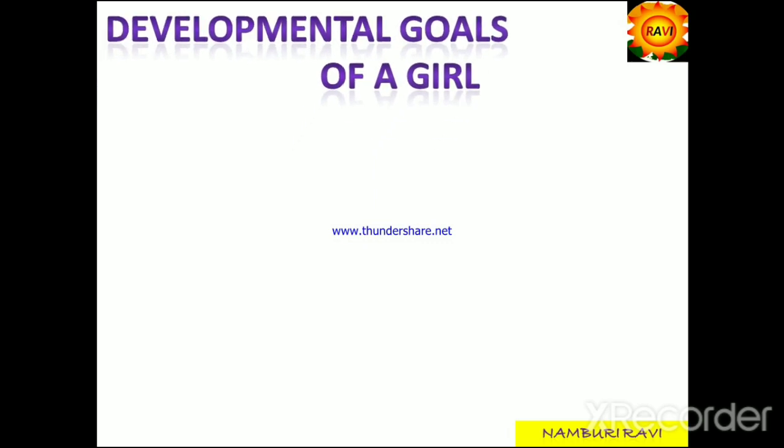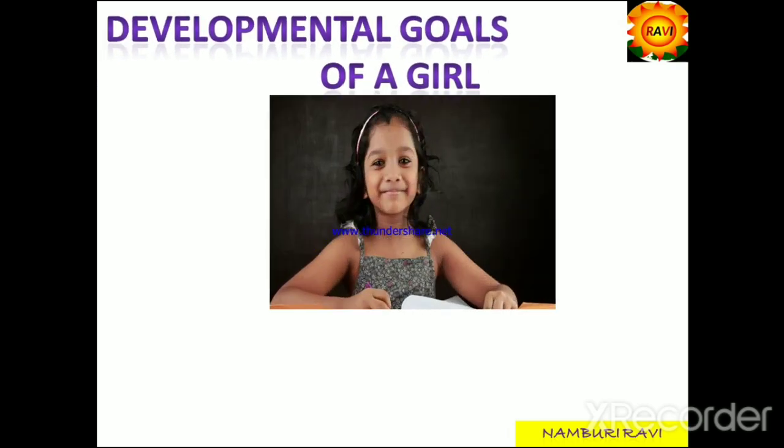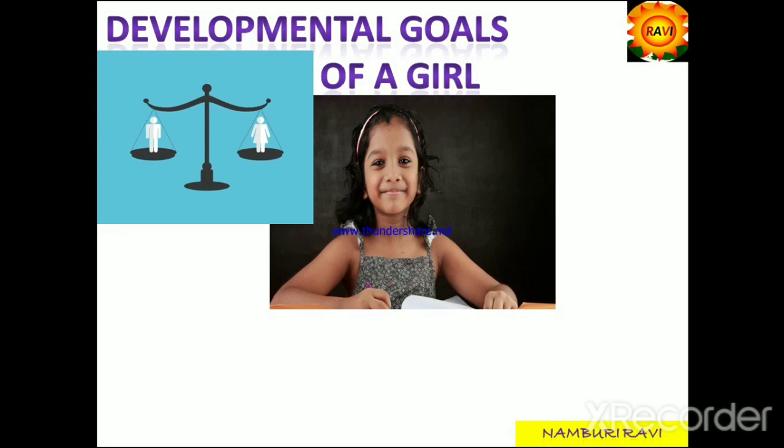And now we can see the developmental goals of a girl. The first developmental goal of a girl is equality. Because in a family, if there is a boy and a girl, then generally family members, father and mother, give more importance to the boys than the girls.